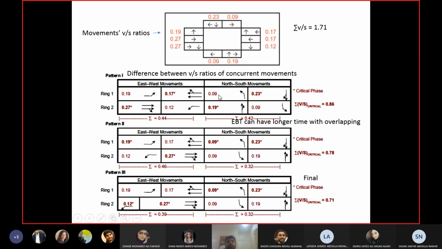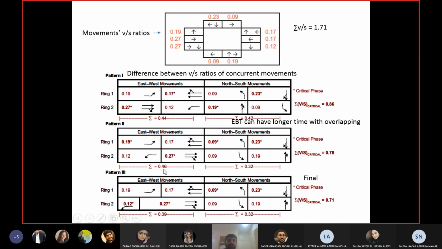So if you only want to rearrange this one, because here you can clearly see 0.09, 0.09 are very close to each other, and 0.19, 0.23 are very close to each other, and you just want to rearrange them here, this is also fine. But they did it on both the sides, east-west as well as north-south. Now you can see the rearrangement: left turning happening together, and through movement happening together.